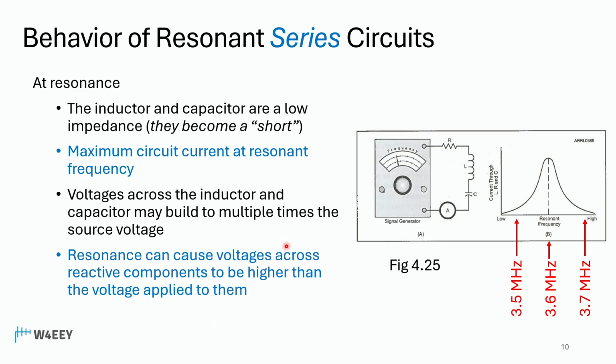And here's the same words put in the context of the pool question. Resonance can cause voltage across reactive components, meaning coil and/or capacitor, to be higher than the voltage applied to them. Seems like magic, doesn't it?